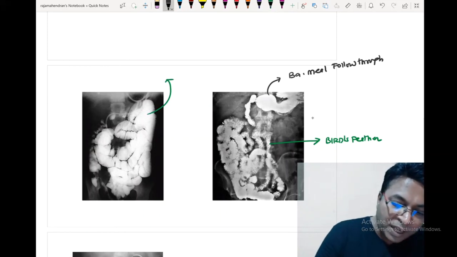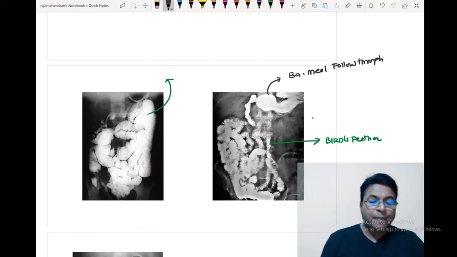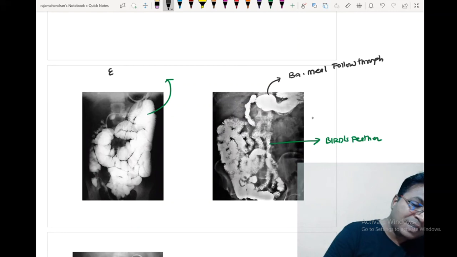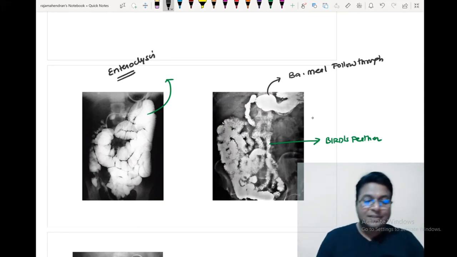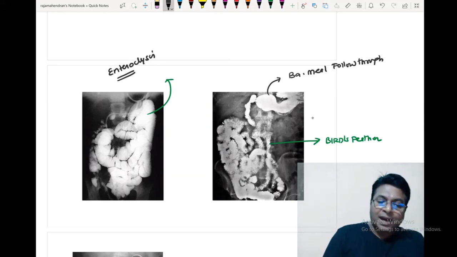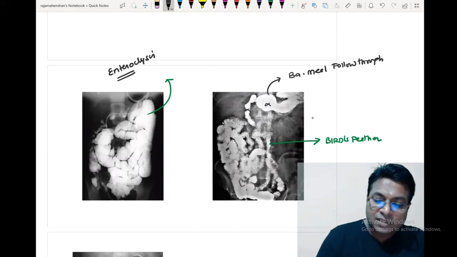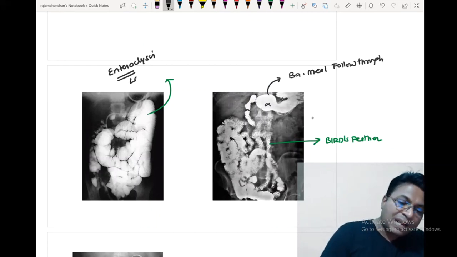This is a picture showing you a tube inserted in the jejunum. This is known as enteroclysis. There is a tube inserted in the jejunum and you can see the contrast directly inside the jejunum. Here the stomach and all is seen. No, here it is not seen. So this is the latest investigation of choice for bowel.